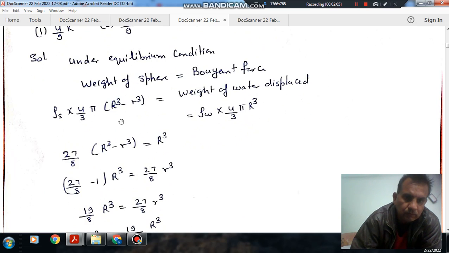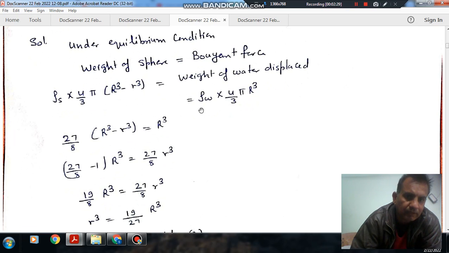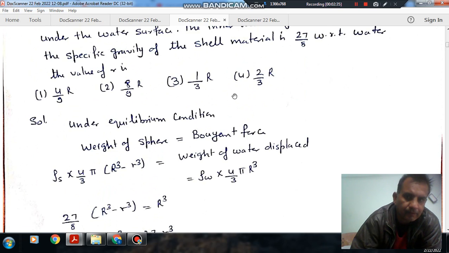So the weight of water displaced is this, and the weight of the sphere is this. Both should be equal because it is an equilibrium condition and the sphere is not moving. Only two forces are acting: the weight of the sphere acting downward, and the buoyant force acting in the upward direction.